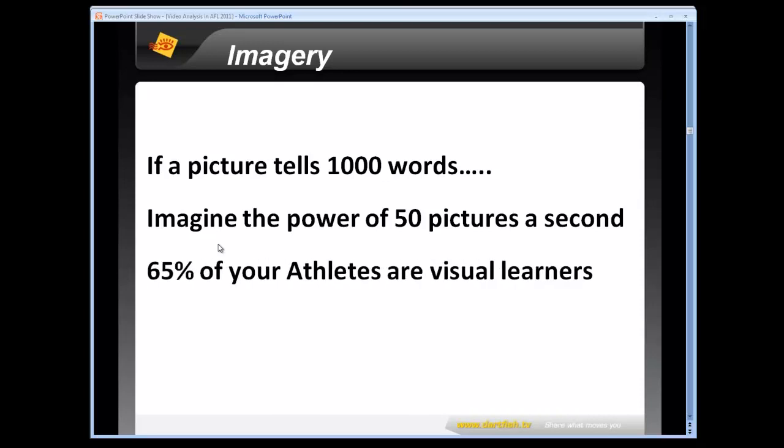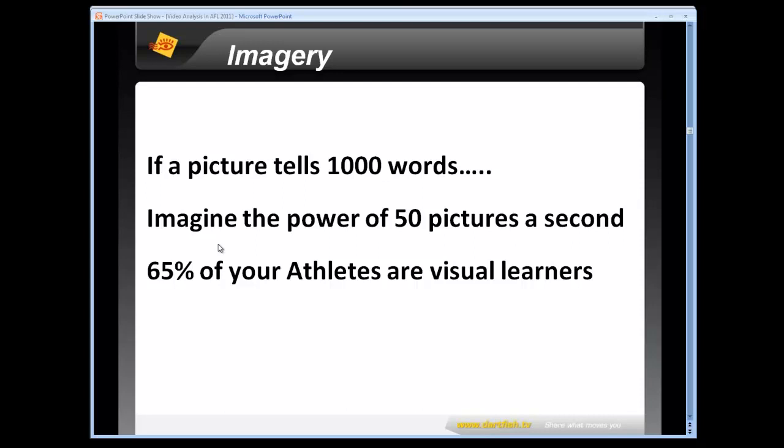At least 65% of the learners at your club at the moment are visual learners. History tells us that in a sport like footy, because of the nature of the people that play, that percentage is actually higher. It's probably more like 70 to 75. That 75% of your athletes right now are visual learners. My question for all of the coaches to ask themselves is, how much are you doing to cater for that visual learning?